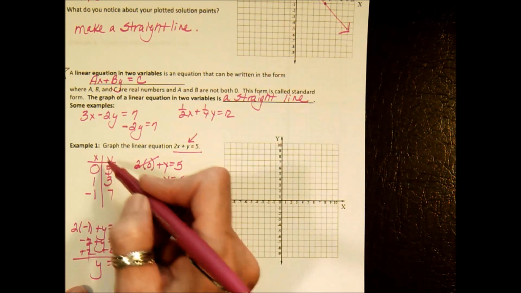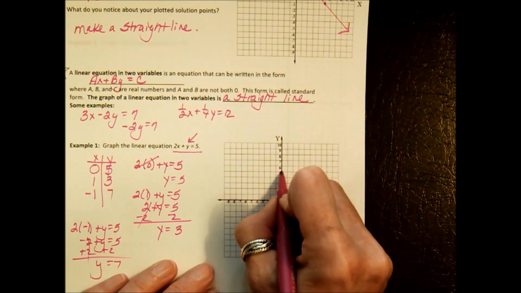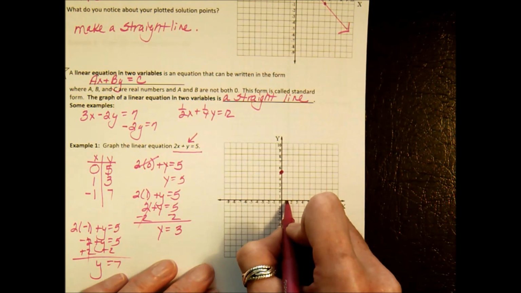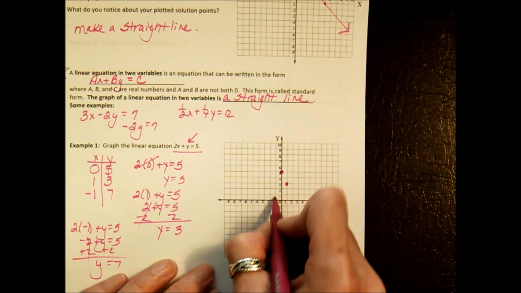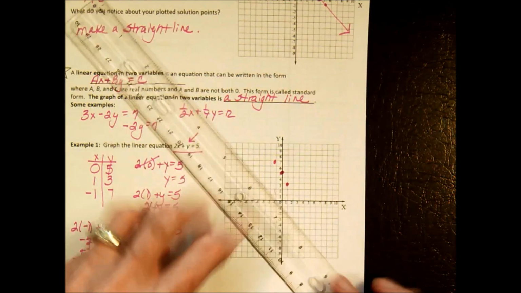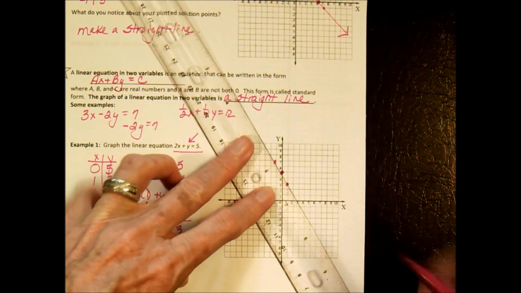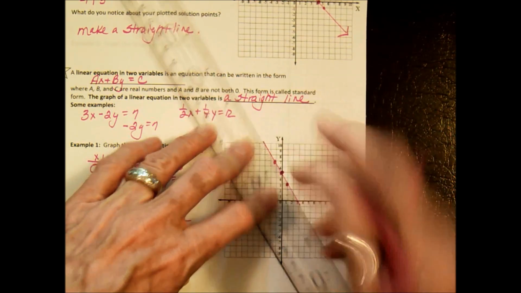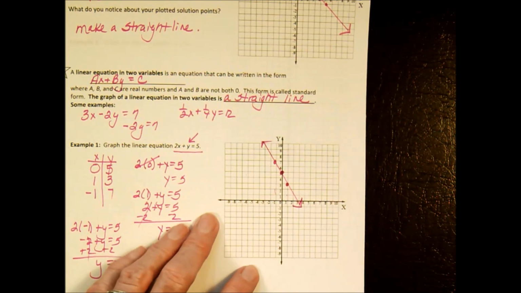I now have 3 points, so let's go plot them. Here's the point 0, 5, 1, 3, and -1, 7. Do they make a straight line? They absolutely do. And that's the advantage of going ahead and doing a third one, just to make sure that they all line up and you didn't make any mistakes, like a sign error.